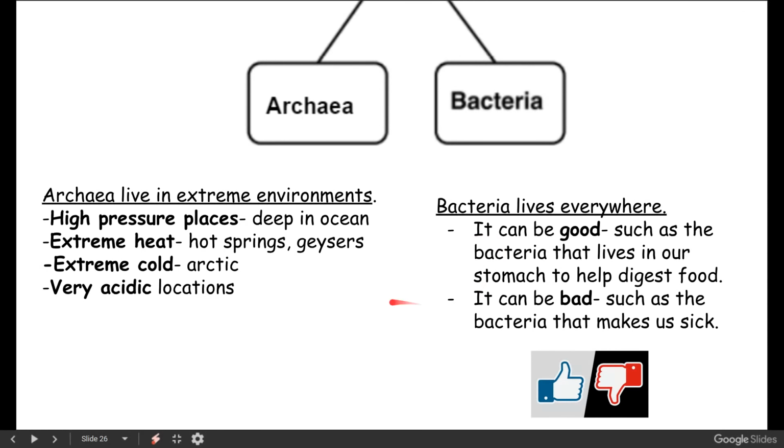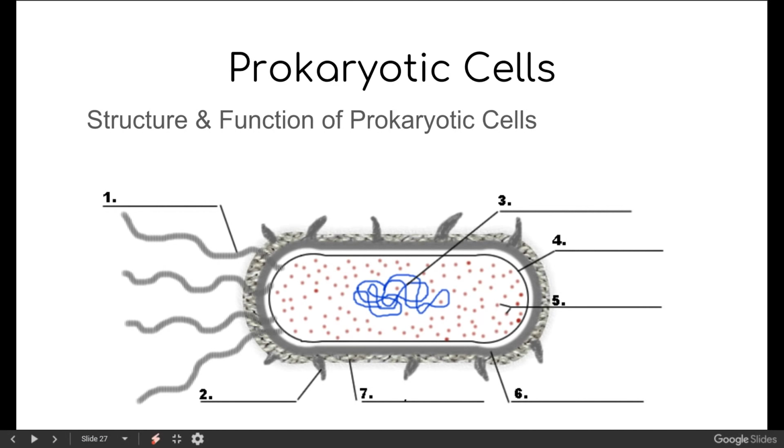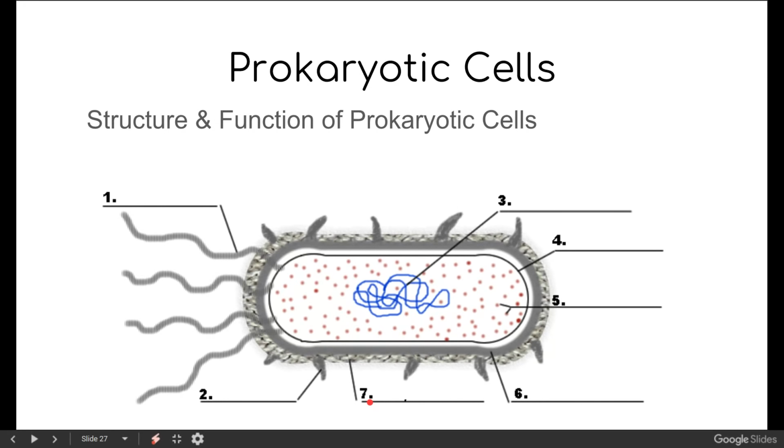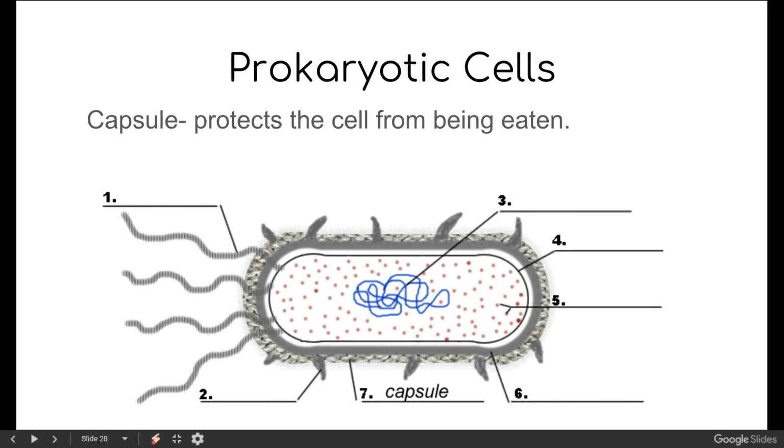The next slide, we're going to start talking about the structure of a prokaryotic cell. So the structure and the function of a prokaryotic cell. You can see here we have 7 different structures we're going to talk about in a prokaryotic cell. The first one here is the capsule.